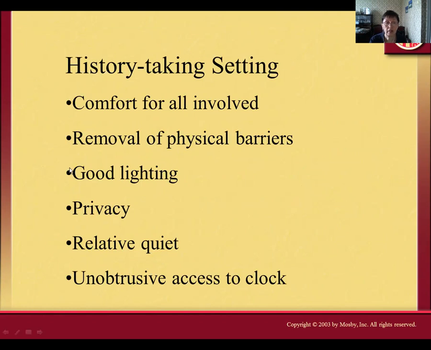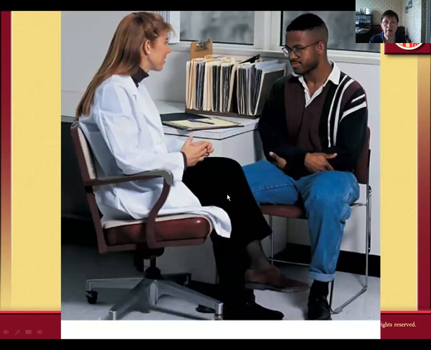Yes, look here, there are a lot of rules, and I need to explain this one. It should be removal of physical barriers. For example, you can see here that the student or doctor is interviewing a patient, and there are no physical barriers between them, such as table or chairs or something else. It looks like a friendly conversation.